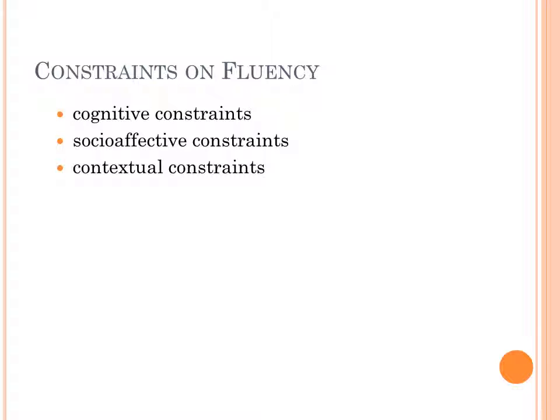I'm going to state the obvious. Test takers will be less fluent when they're talking about subjects that make them uncomfortable, when they're talking about subjects that are unfamiliar, and when they're given little time to plan or are pressured for time. That is, their fluency will be affected by cognitive constraints, socio-affective constraints, and contextual constraints.